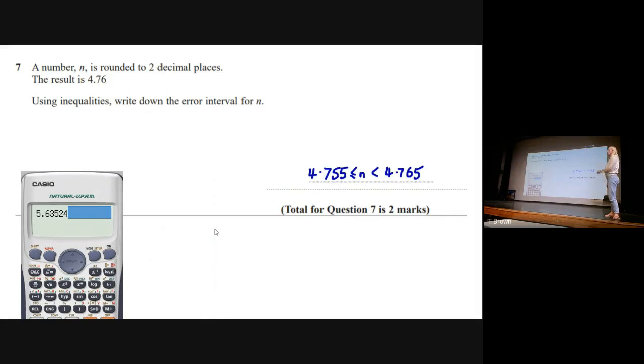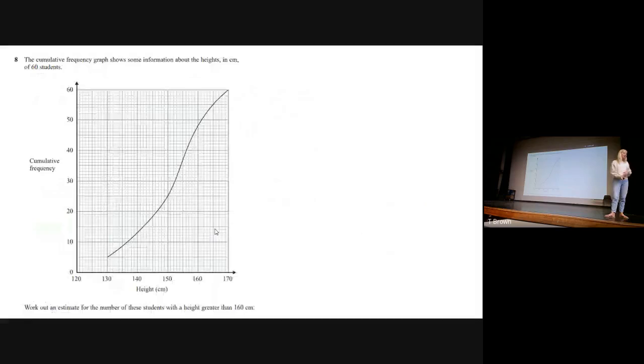Okay? That's the difference between truncating and rounding. Okay, number 8. Cumulative frequency. Do you remember doing it? We did loads of these. It's when you have to add it up. Oh, really? Oh, time flies when you're having fun. So when you have to add it up and plot it at the top of the category.